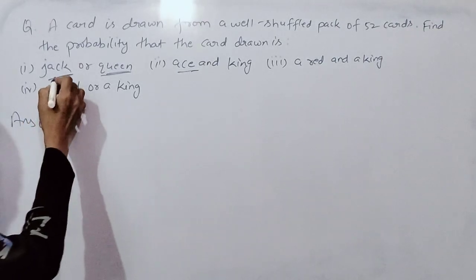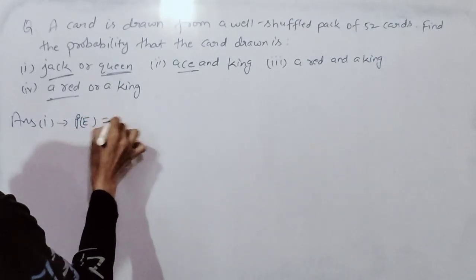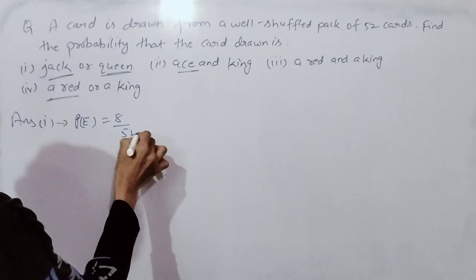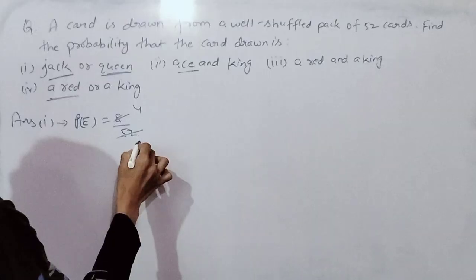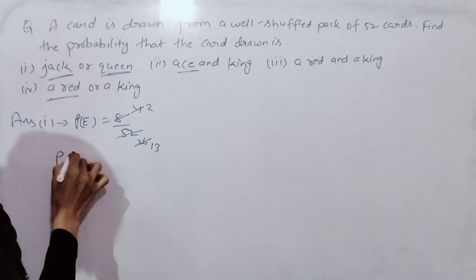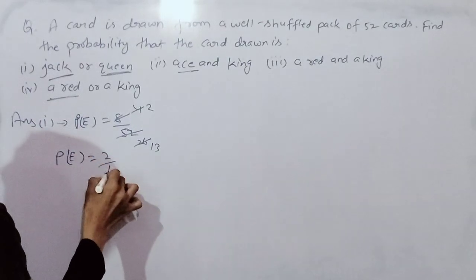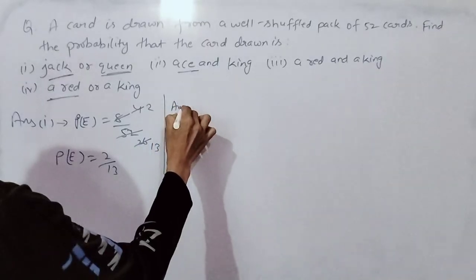Now here, jack 4 and queen 4. How much? 8. 8 upon 52, which is 2 upon 13. Clear?